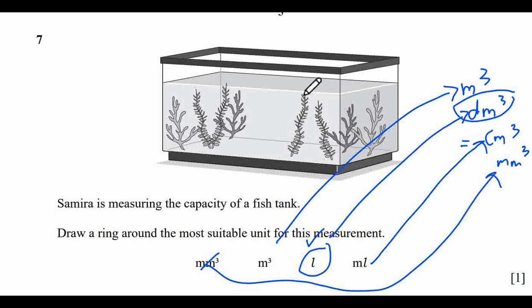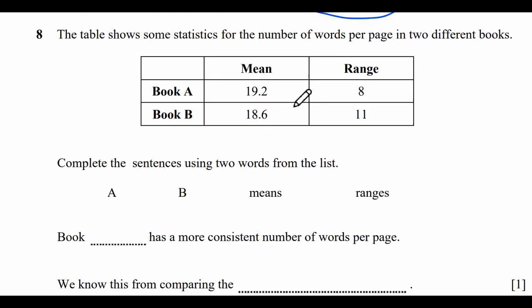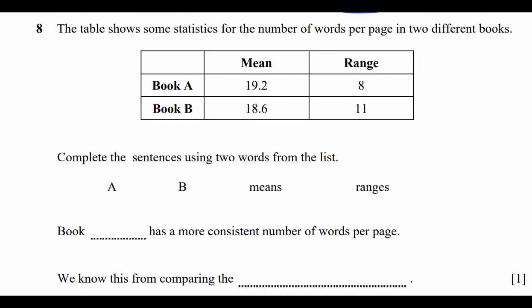Next, question number 8. The table shows some statistics for the numbers of words per page in two different books, book A and book B. The mean is this, and this is the range. Complete the sentences using two words from the list. A, B, means, ranges. Book something has a more consistent number of words per page. We know this from comparing the.